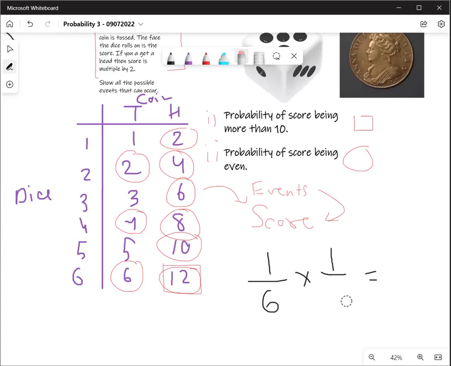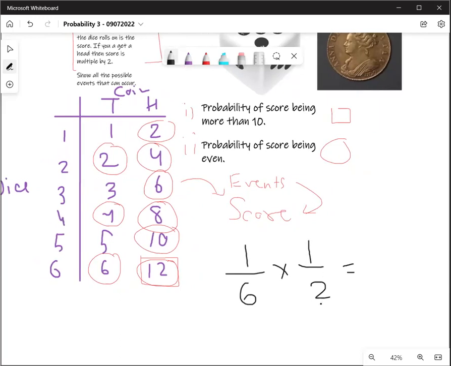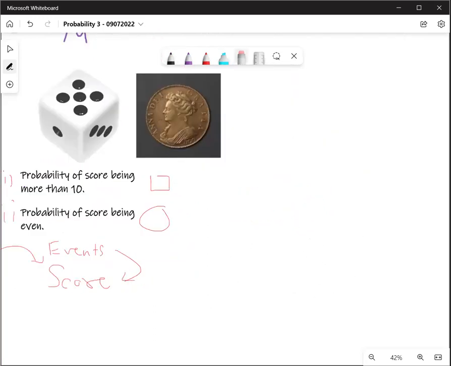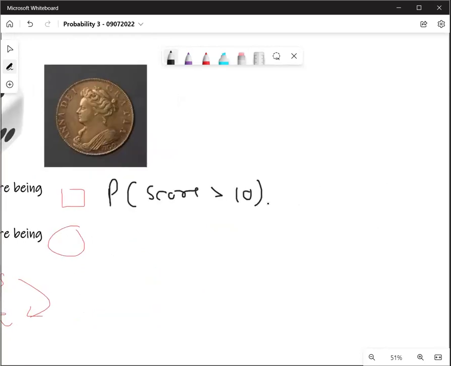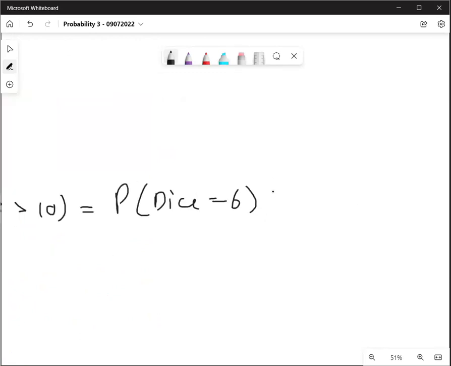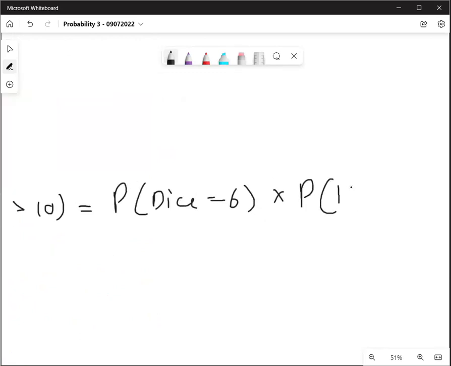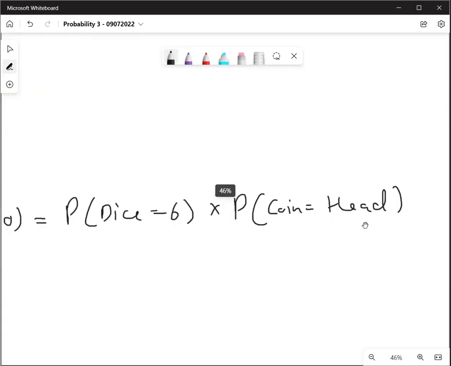Not really. No, that's not 1 over 5. It's 1 over 2. A coin has 2 events, so the probability of getting a head is half. So let's write this down in the format of combined events. P of score greater than 10 is going to be the dice 6, so P of dice equals 6 into P of coin is head.